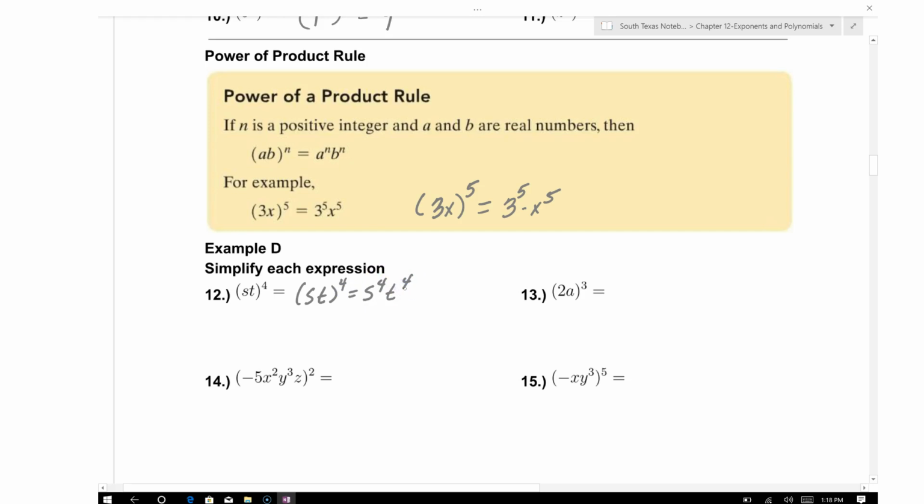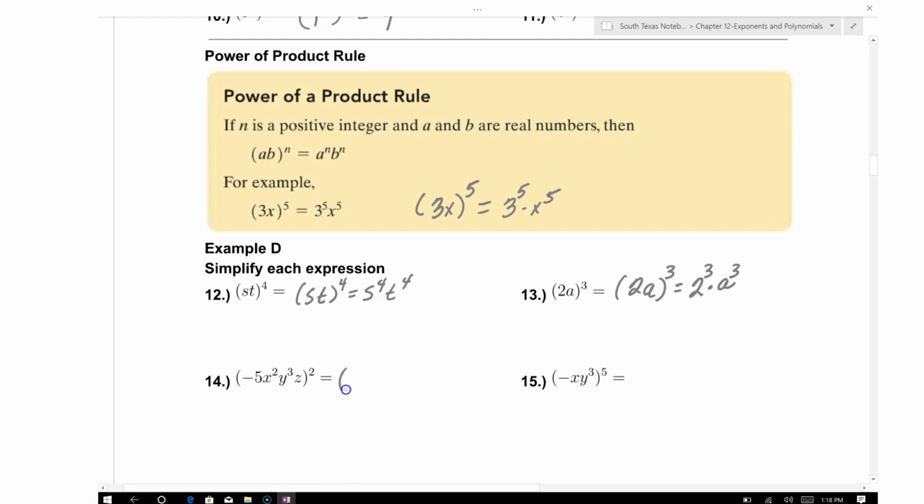Number 13, we have 2 times a, and it's raised to the 3rd. So it will be 2 raised to the 3rd power times a raised to the 3rd. You notice that individually, they're also raised to the 3rd power. Now, we do got to be careful. If we do have exponents, that means that we're going to have to multiply.